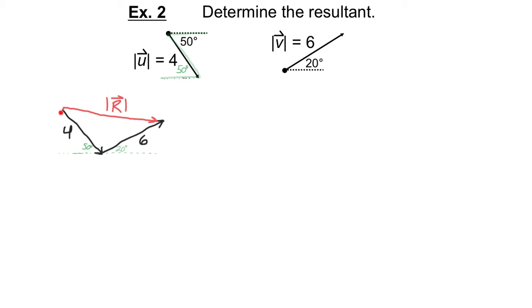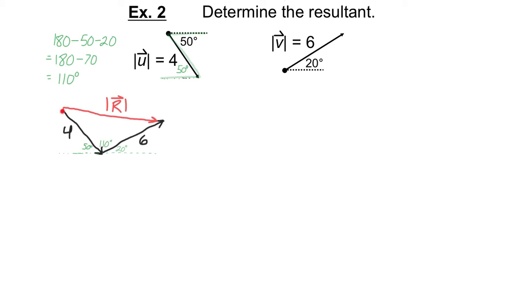Now I have 20 degrees here, which is here. All right, now my resultant is from here to here, the red arrow. I know this horizontal line is a straight line, so total I have 180 degrees here. Now this side's 50, this side's 20, so total that's 70. So 180 minus 70 is 110 degrees. So I have a 110 degree angle in here.